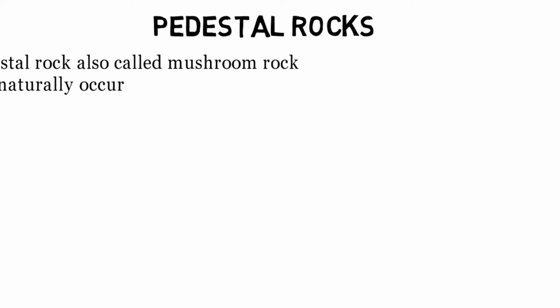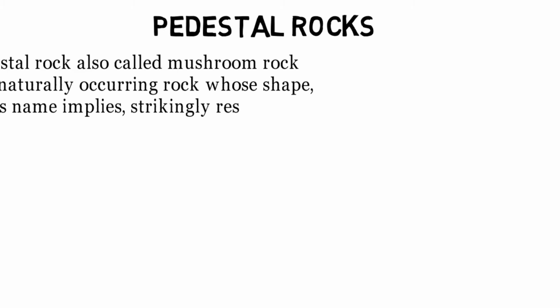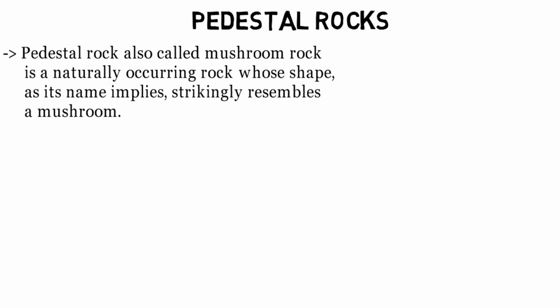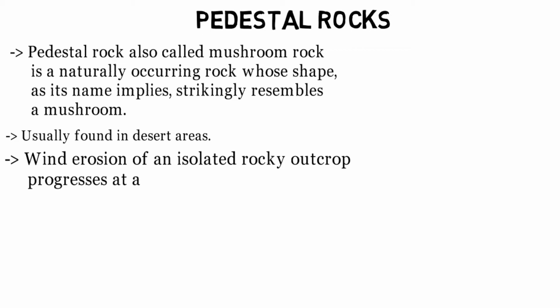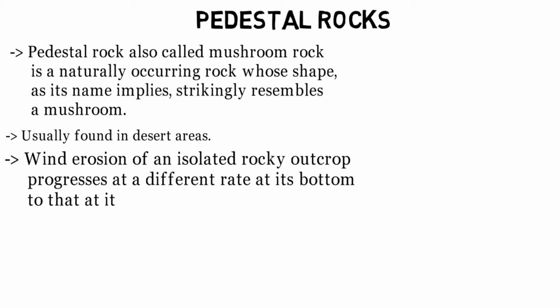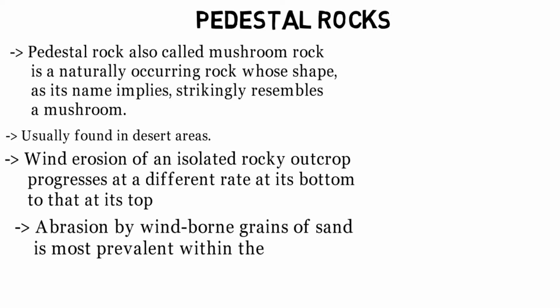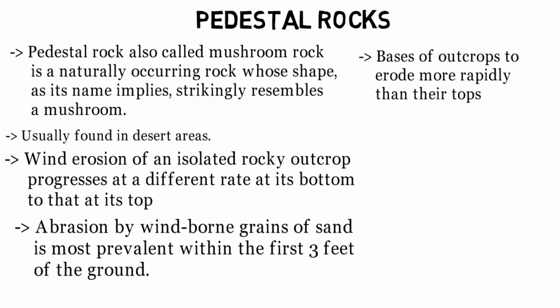Pedestal rocks. Pedestal rock, also called mushroom rock, is a naturally occurring rock whose shape, as its name implies, strikingly resembles a mushroom. Usually found in desert areas. Wind erosion of an isolated rocky outcrop progresses at a different rate at its bottom than at its top. Abrasion by wind-borne grains of sand is most prevalent within the first 3 feet of the ground, causing bases of outcrops to erode more rapidly than their tops.